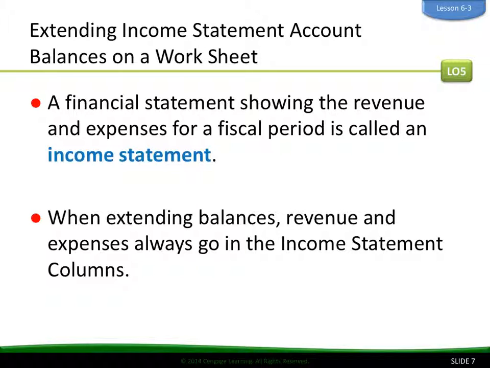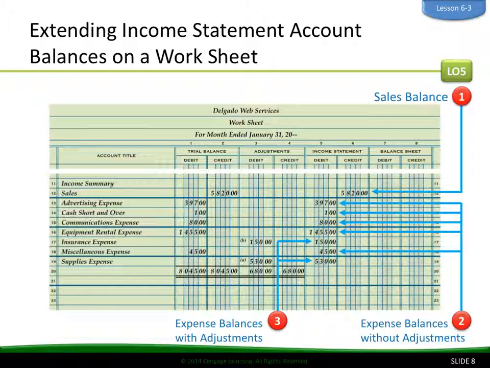So we just finished lines 1 through 10. Now we're going to finish lines 11 through 19. Okay, we're doing the income summary through supply expense. All right, so in the previous lesson, we filled in all of this information. Okay, and then we learned how to do adjustments, and now we're just carrying everything over.